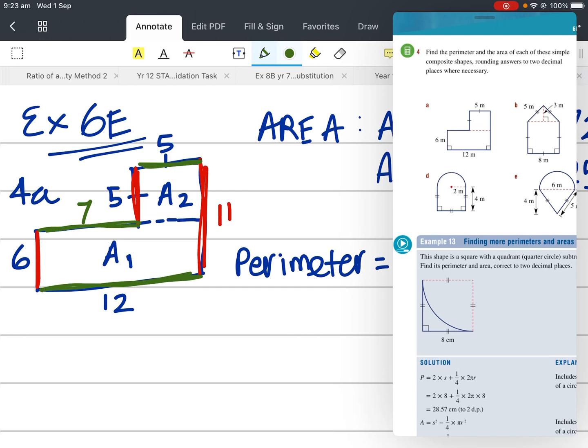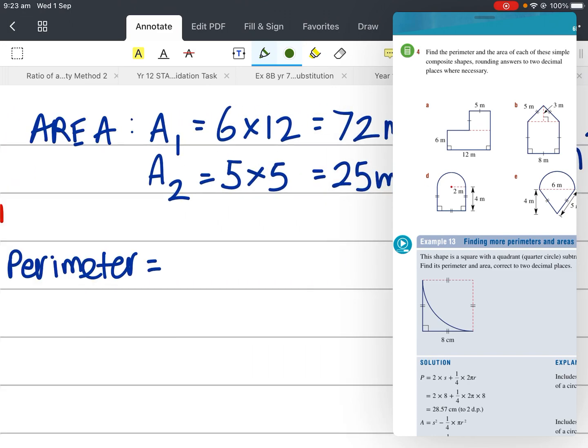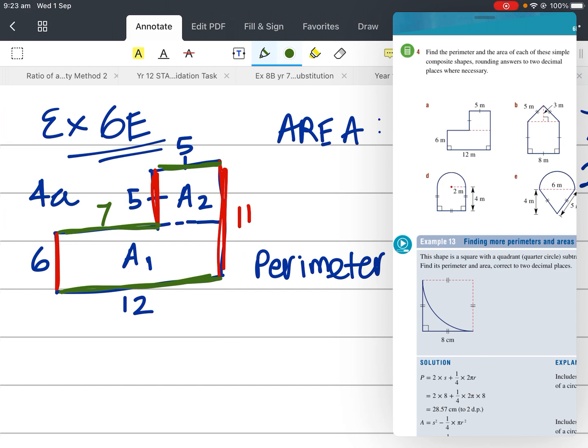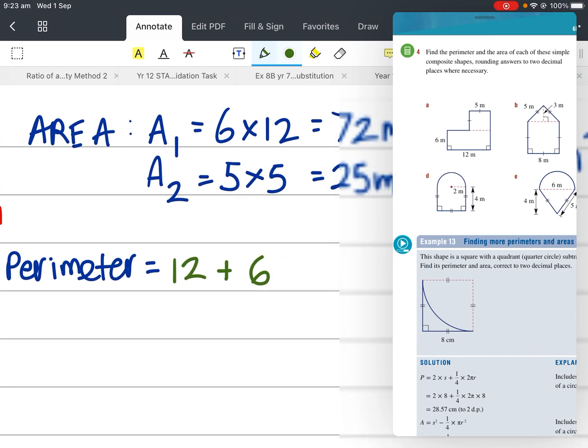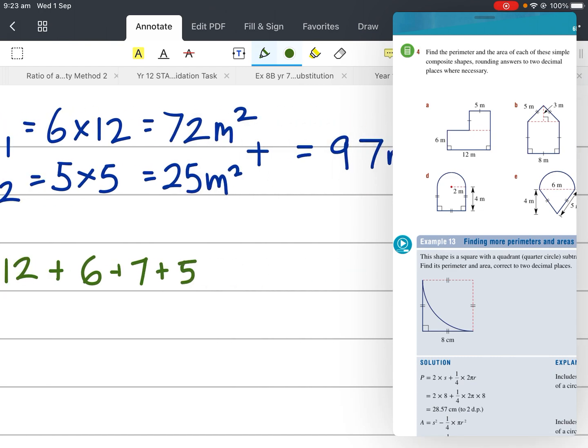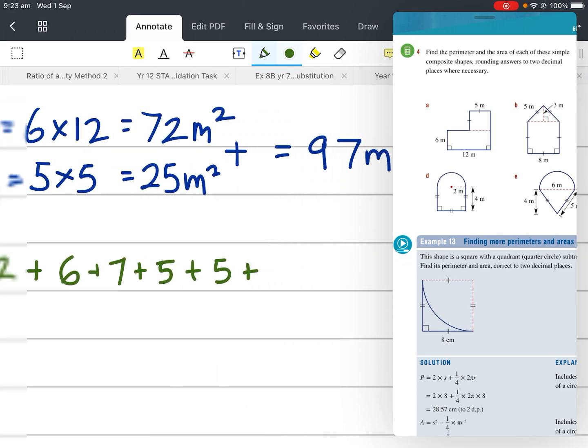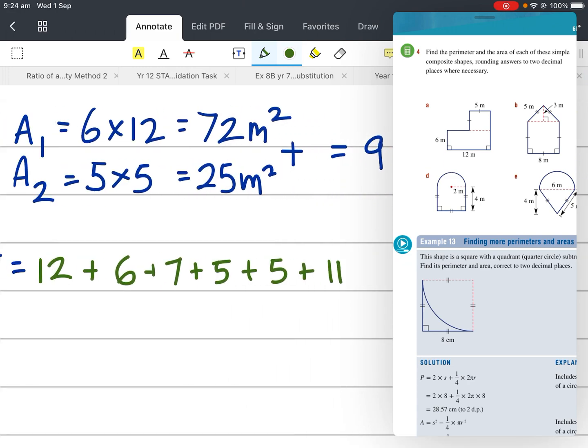So the first thing you need to do is find all the missing sides, and now we have to add them all up. Now remember, there's 1, 2, 3, 4, 5, 6 sides altogether, so make sure you have 6 numbers. So I'm going to do 12 plus 6, I'm going to go around in a clockwise direction, 7 plus 5 plus 5, and then I think the last one was 11. So just double check you've got 6 numbers. Yes, I do.